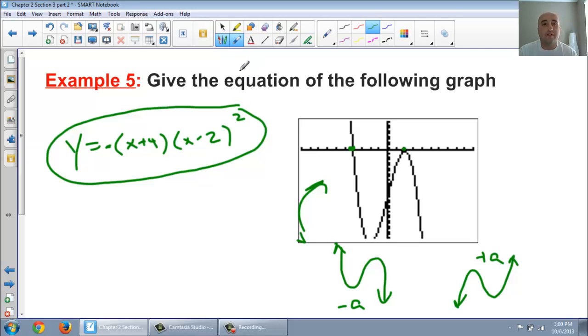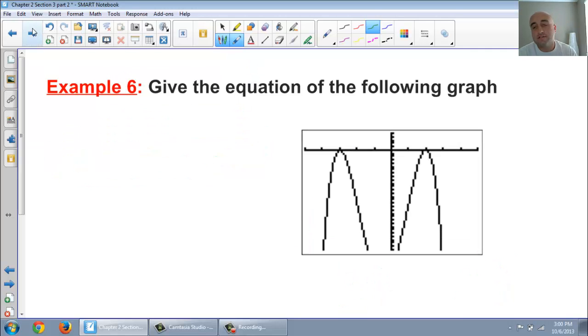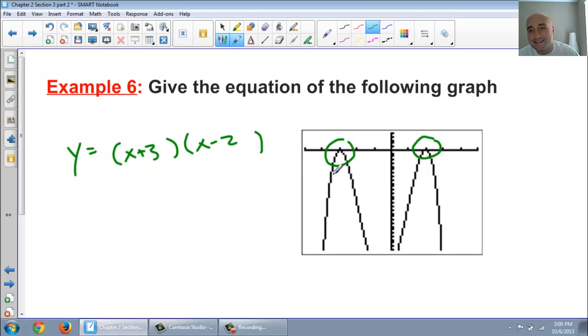That's example 5. Now, last one, example 6. Hopefully you recognize that this is an M shape, so we know we're going to have 4 x's. So notice we have a zero here, and we have a zero here. What are those two zeros? This one's at negative 3, 1, 2, 3, so it's x plus 3. This one is at 2, so it's x minus 2. And notice neither of these cross the x-axis, so they're both a double root.